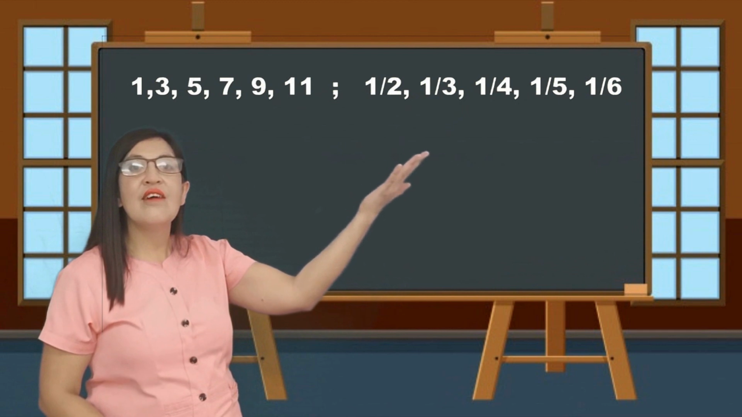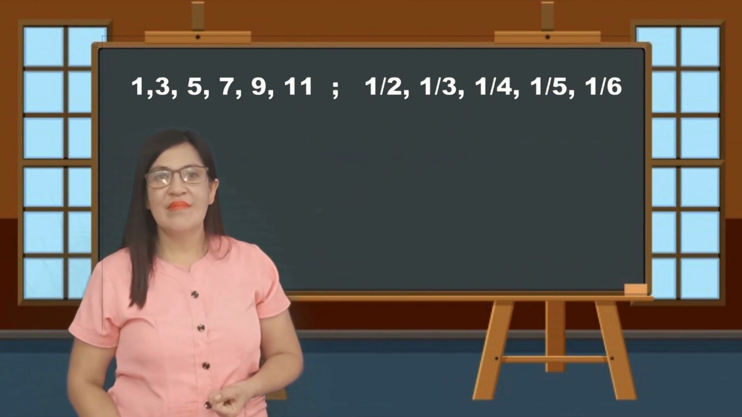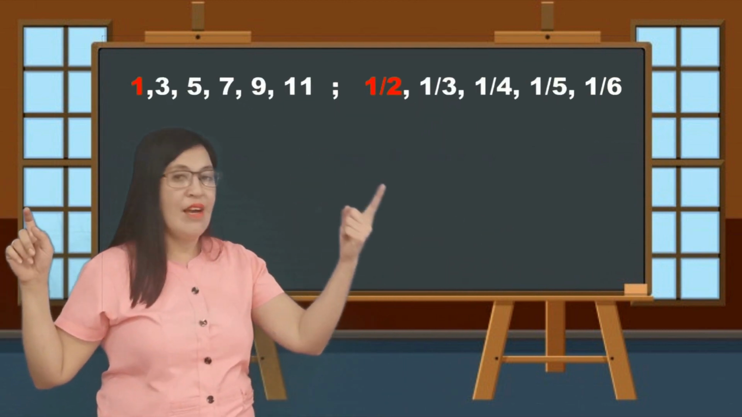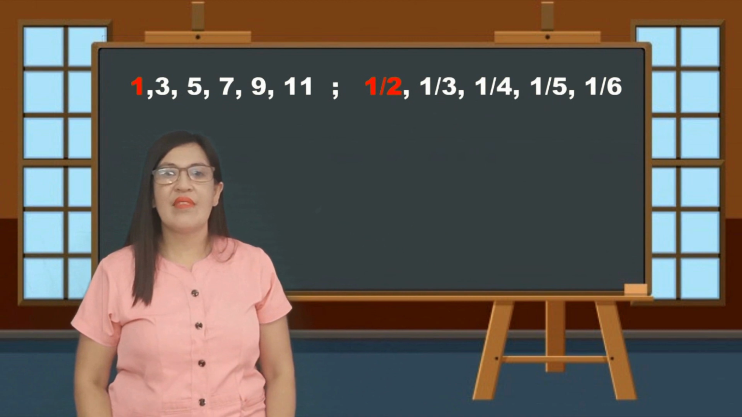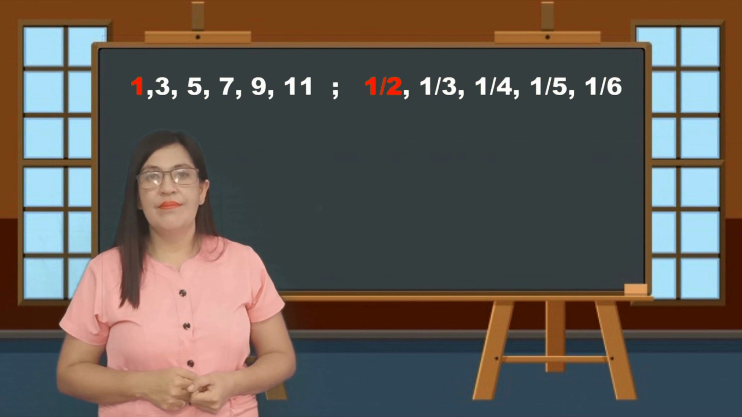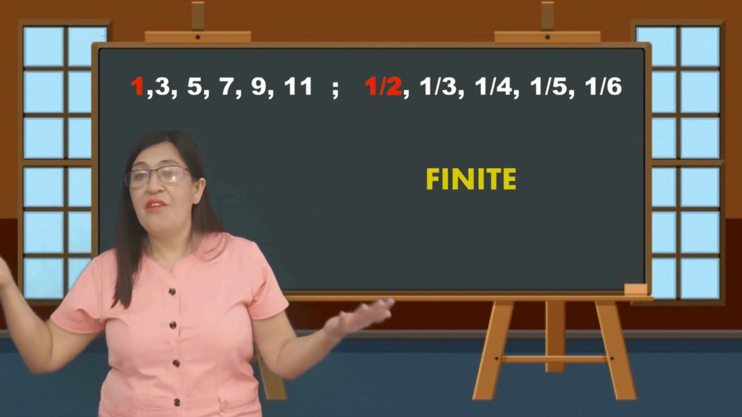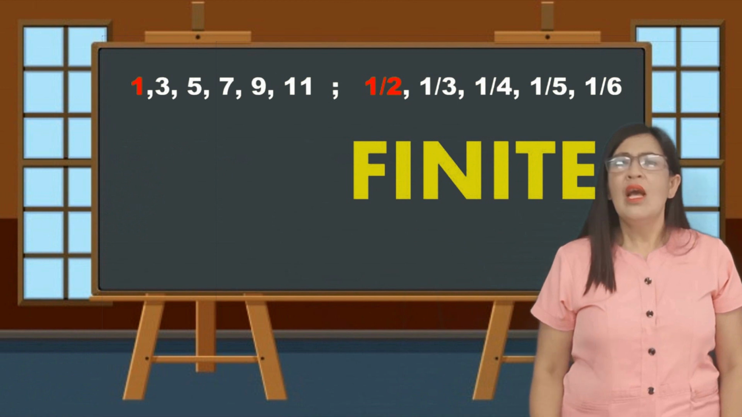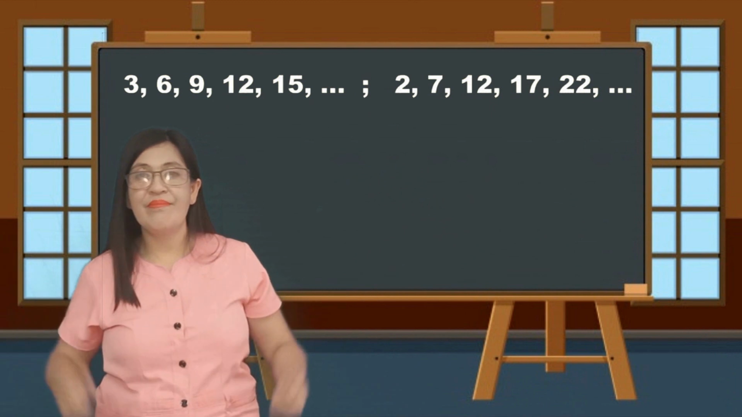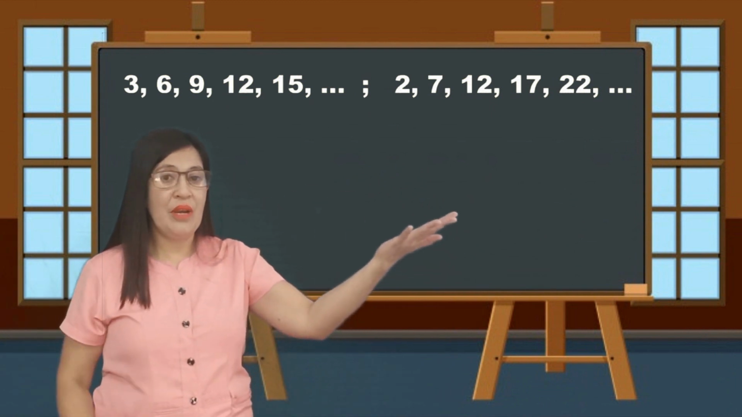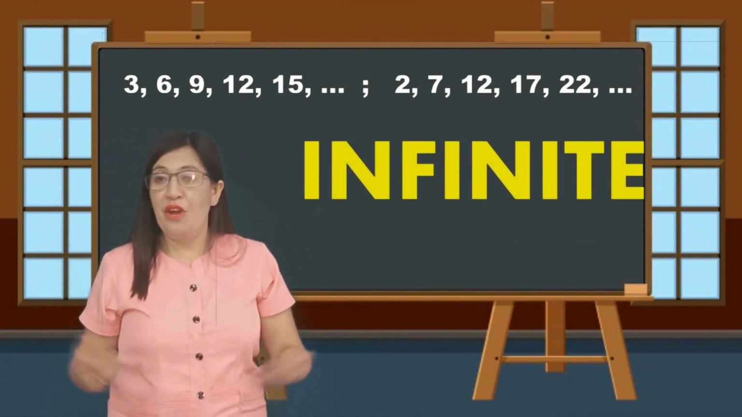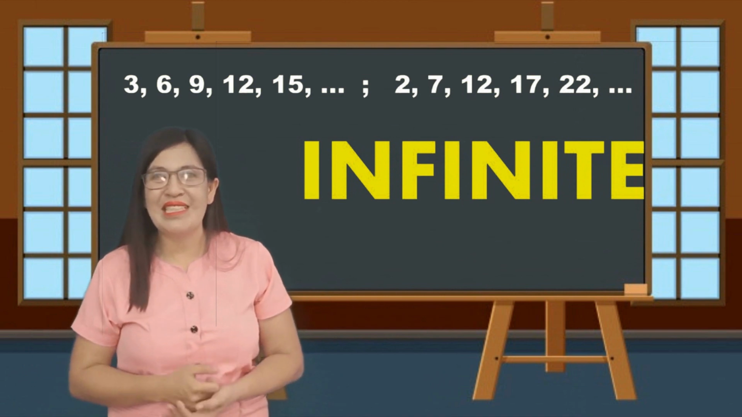Does each sequence have a first and last term? Yes, it has. For these sequences, 1 and 1/2 are the first terms, and the last terms are 11 and 1/6. Therefore, these are finite sequences. What about this? Does each sequence have a first and last term? Oops, it has only a first term and no last term, only ellipsis dots. Therefore, these are infinite sequences.